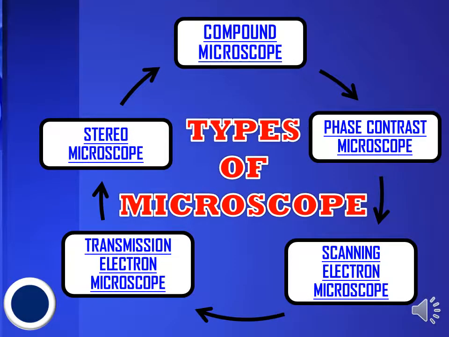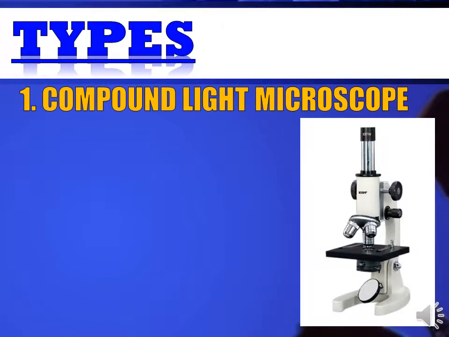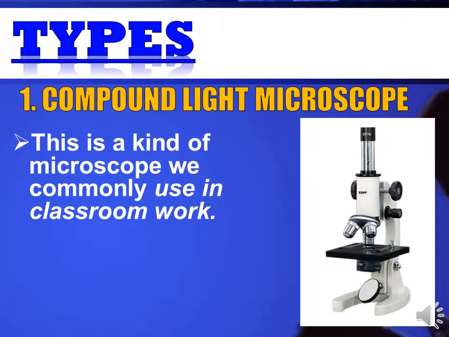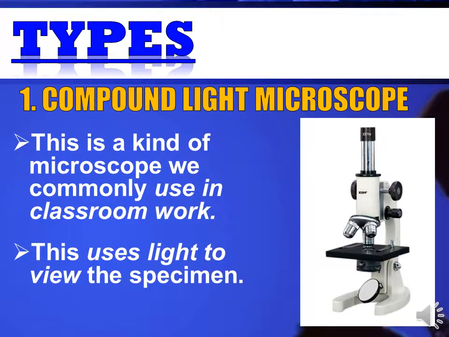Types of microscope. Compound light microscope. This is the picture of a compound microscope, which is commonly used in classroom work. This type of microscope uses light to view the specimen, thus it is also known as light microscope.